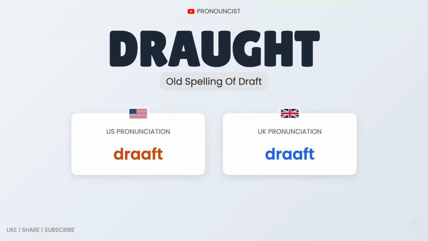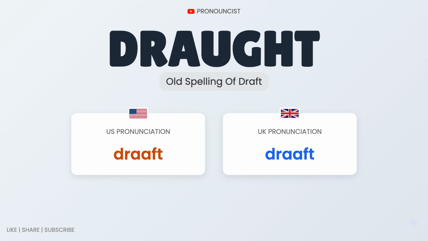Today we will learn how to pronounce the word shown on the screen, draft. Both US and UK have the same pronunciation of this word. Say draft with a soft D and clear aft. Draft. Say draft with a soft D and clear aft.